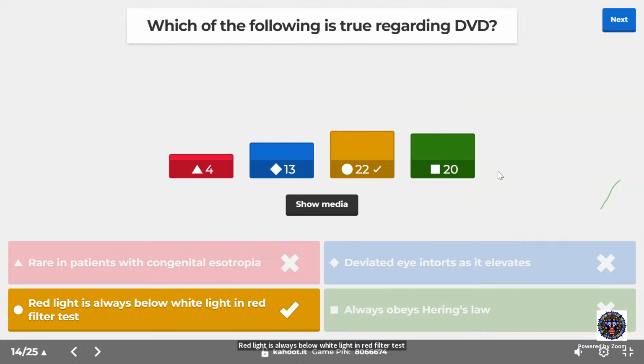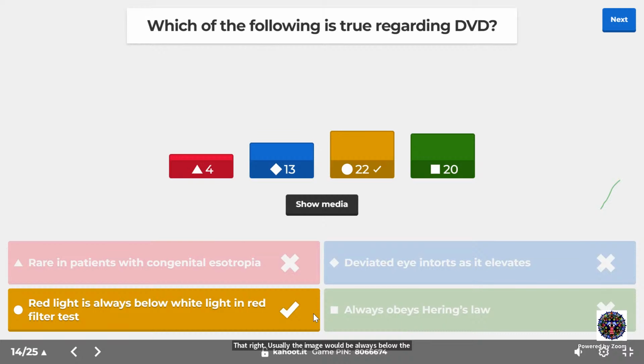That's a perfect answer. The red light is always below the white light because the difference between a DVD and a true hypertropia is we don't see the corresponding hypotropia of the other eye. Both eyes will have a hyperdeviation. The other name for DVD is alternate hyperphoria or alternating hypertropia. So whenever the red filter is introduced in front of either eye, usually the image will always be below the white light in a red filter test.